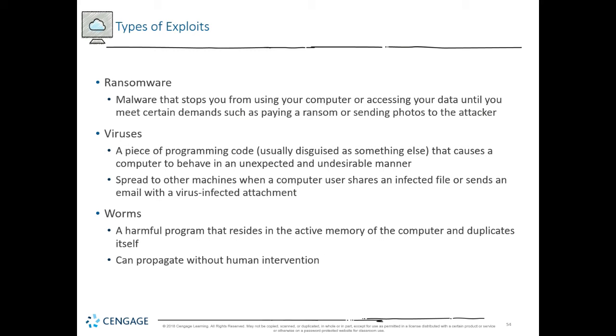Types of exploits. Ransomware, malware that stops you from accessing your data until you've met certain demands, such as paying a ransom or sending photos to the attacker. Viruses. A piece of programming code, usually disguised as something else, that causes a computer to behave in an unexpected and undesirable manner. Spread to other machines when the computer users share infected files or send an email with the virus attached. Worms, a harmful program that resides in the active memory of the computer and duplicates itself, can propagate without human intervention.